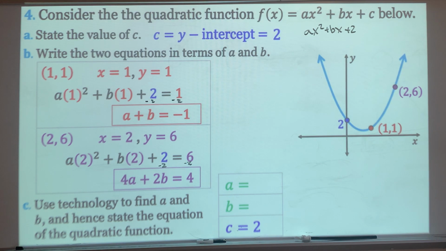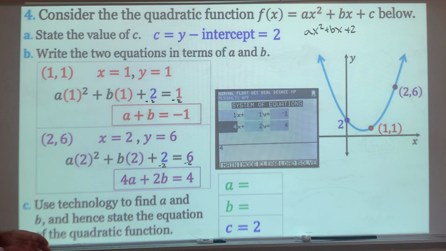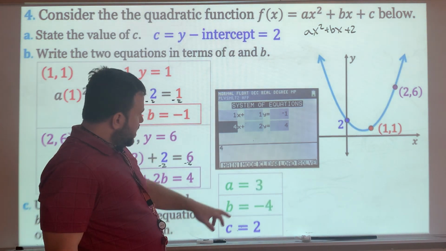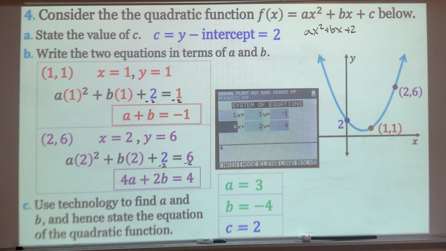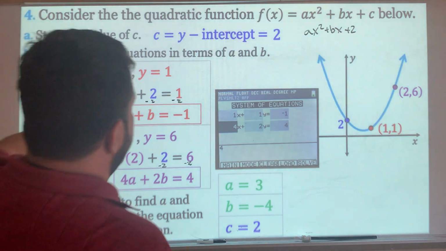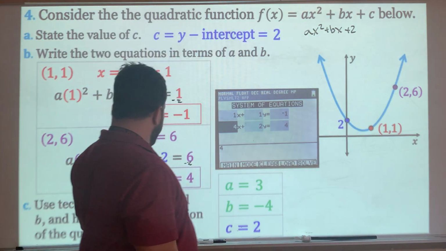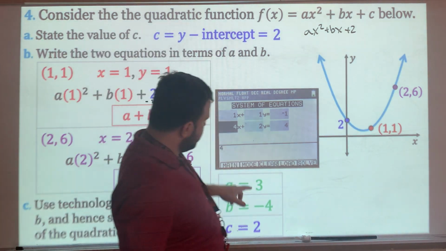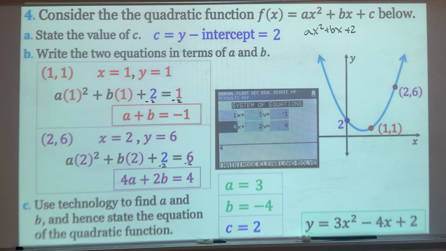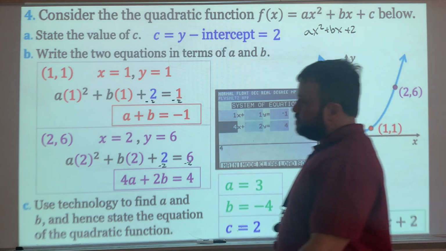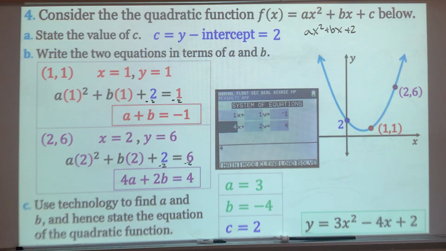My equation says A is, type it in right here, A is 3, B is indeed -4. All right, and we already know that C is 2. How do we know it? Because we found it to be 2 all the way up here. So when writing out the equation, I got f of x equals 3x squared minus 4x plus 2. That's it. That, my friends, is number 4.